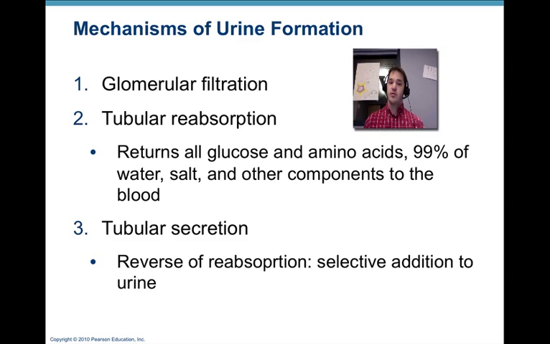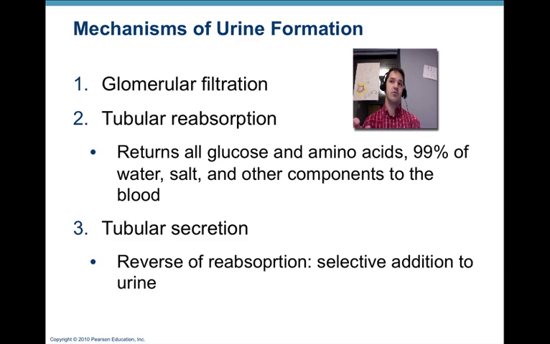So with tubular reabsorption, stuff moves from the renal tubule, such as the proximal convoluted tubule, back into the blood, and it does that by moving into the peritubular capillaries. So tubular reabsorption sucks out or returns all the glucose and amino acids, most of the water and salt, and a lot of other components back to the blood.